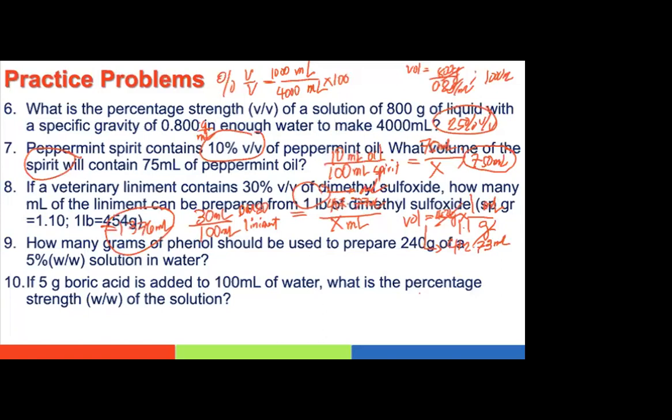Next, number 9. How many grams of phenol should be used to prepare 240 grams of a 5% weight by weight solution in water? Madali lang din ito. Sige, mag-ratio and proportion tayo. 5% is how many? 5 grams over 100 grams since weight by weight tayo. Okay, equate natin saan? 240 grams. Is this numerator or denominator?